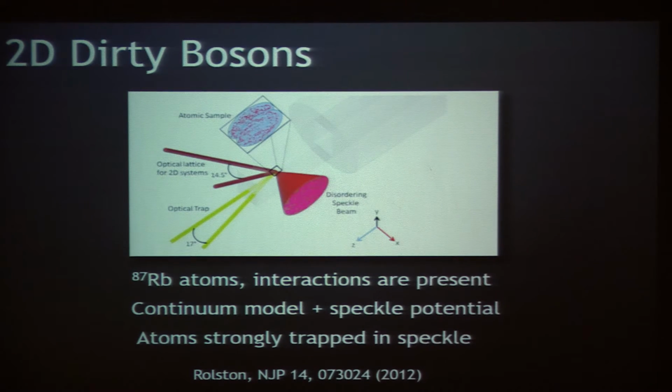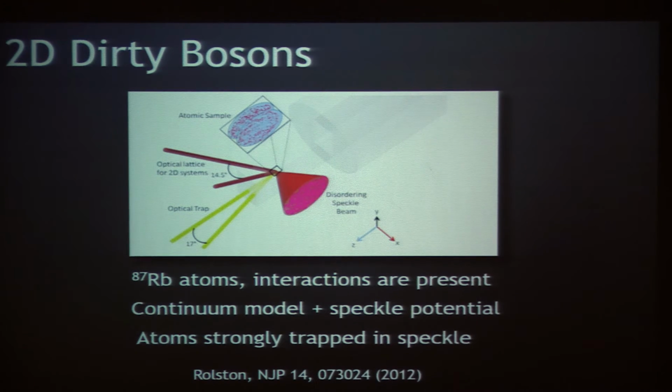Let me talk about 2D dirty bosons. There's been one experiment with 2D dirty bosons, and that's an experiment from Steve Rolston's group. And this is the experiment where they trap the atoms in a pancake, actually two pancakes. So they have an optical lattice here, and they trap the atoms in two sheets. They're using bosons. They start with a BEC, and it's kind of a continuum model.